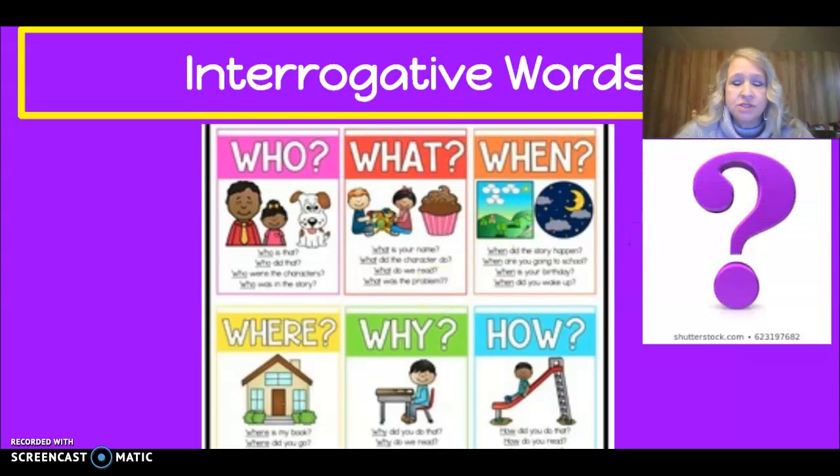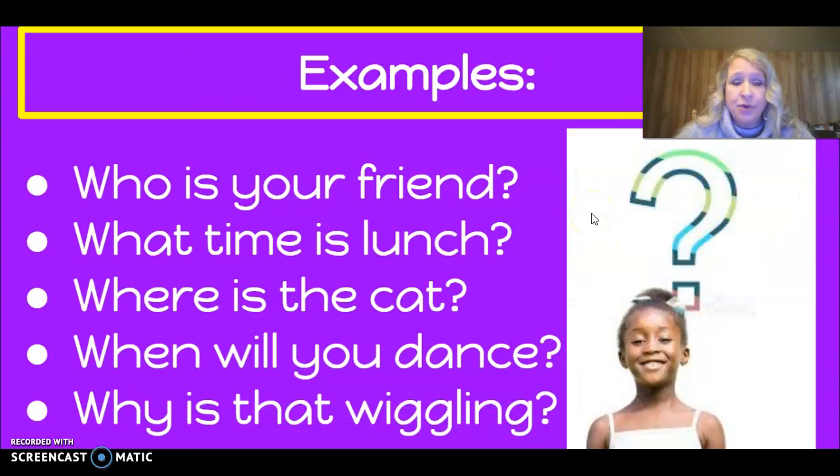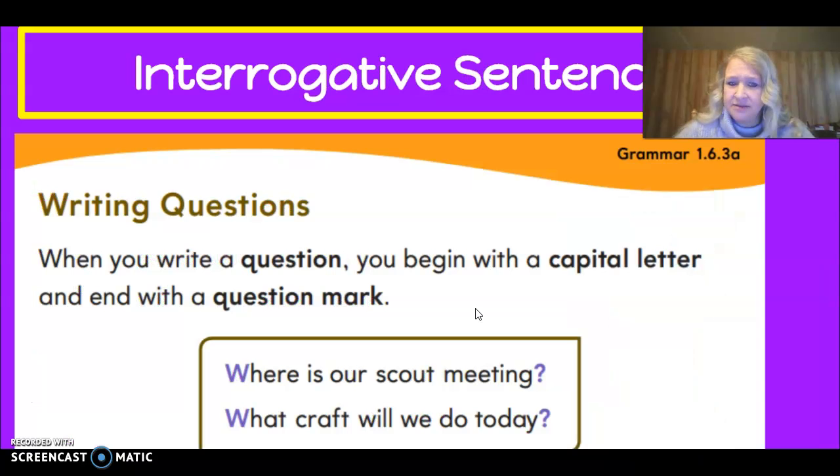Interrogative or question words are who, what, when, where, why, and how. For example, who is your friend? What time is lunch? Where is the cat? When will you dance? Why is that wiggling?